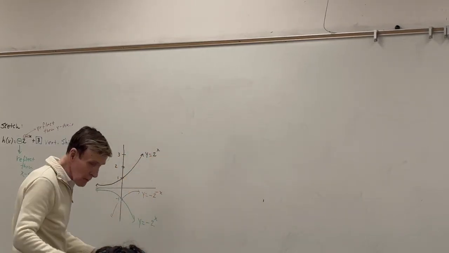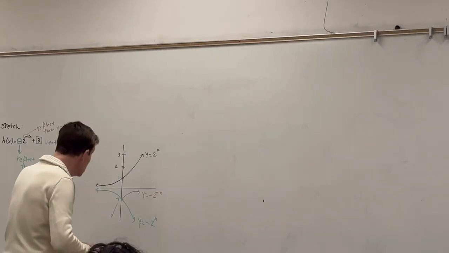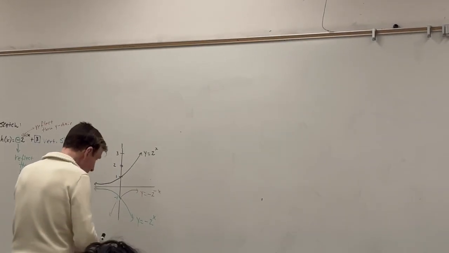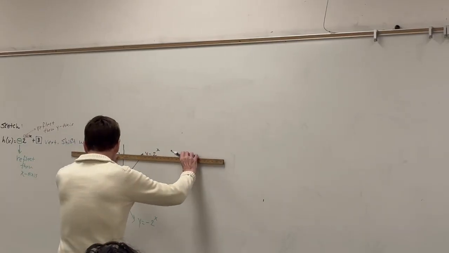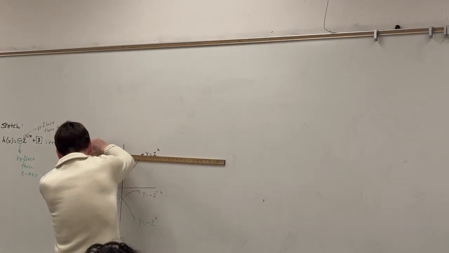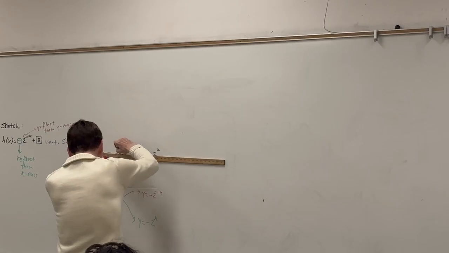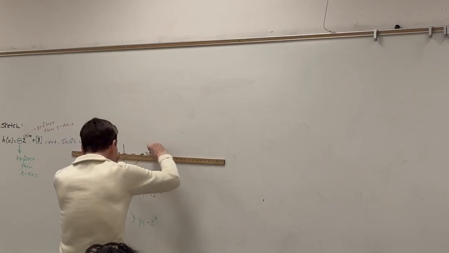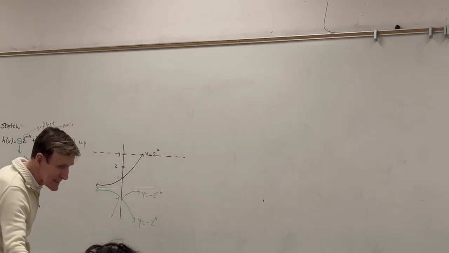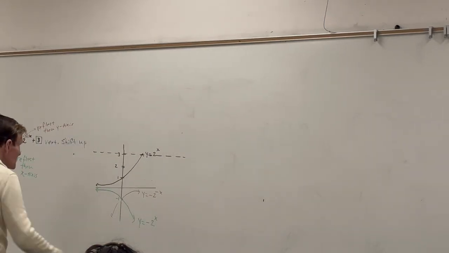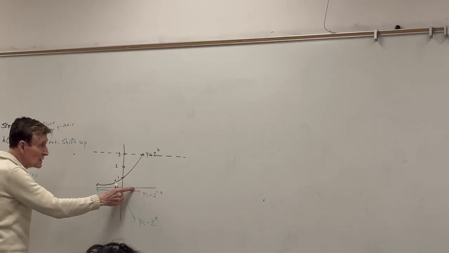This marker's not going to work for me, I guess. We put it in black here, guys, and I'll find a blue marker to finish this out. Let me make it look like this so you guys can see it. There's my x-axis shifted up 3. So this horizontal asymptote is now up here.